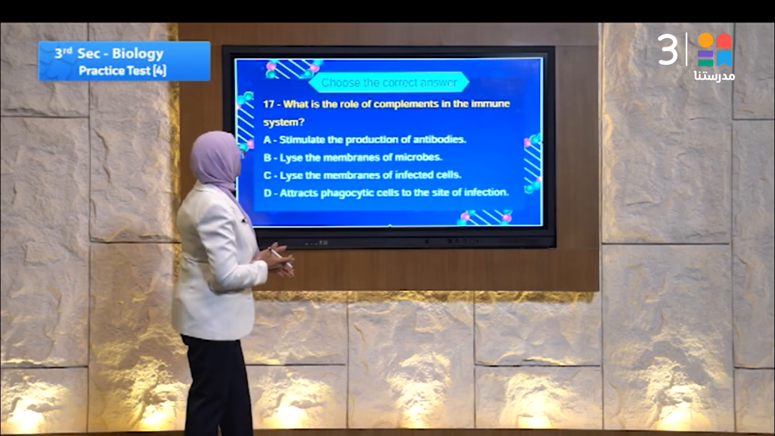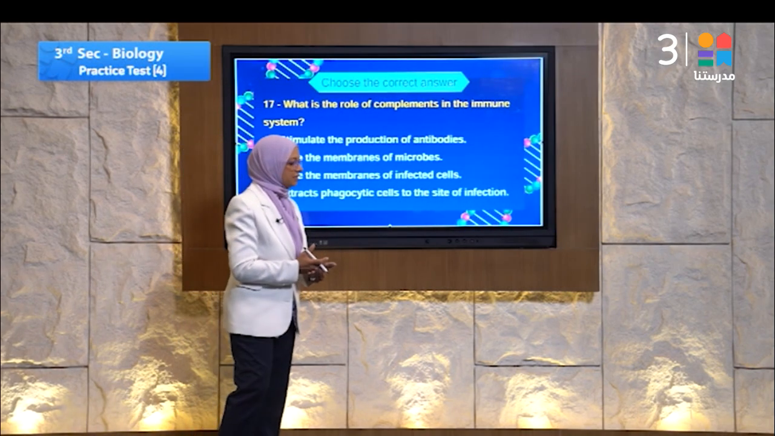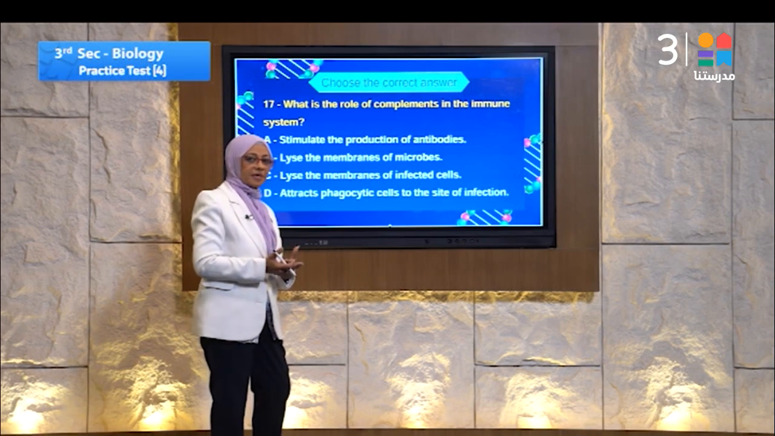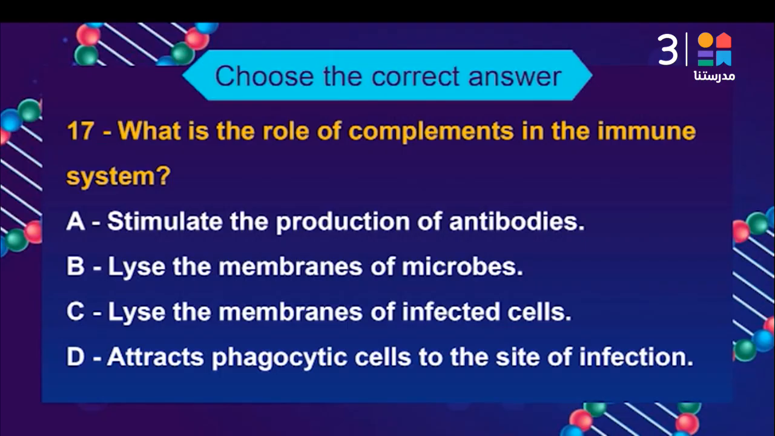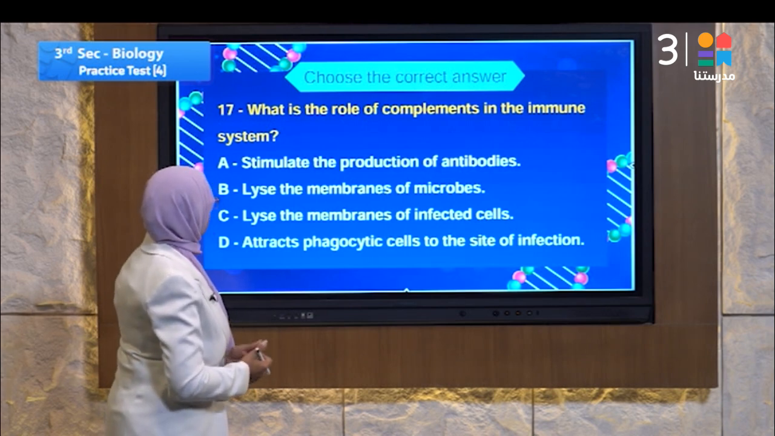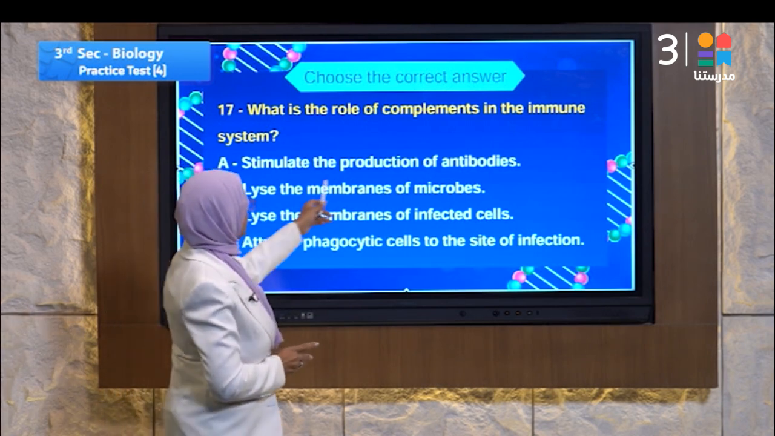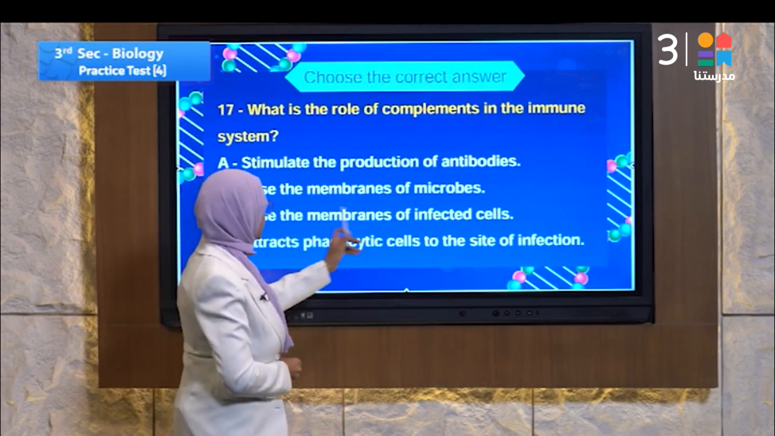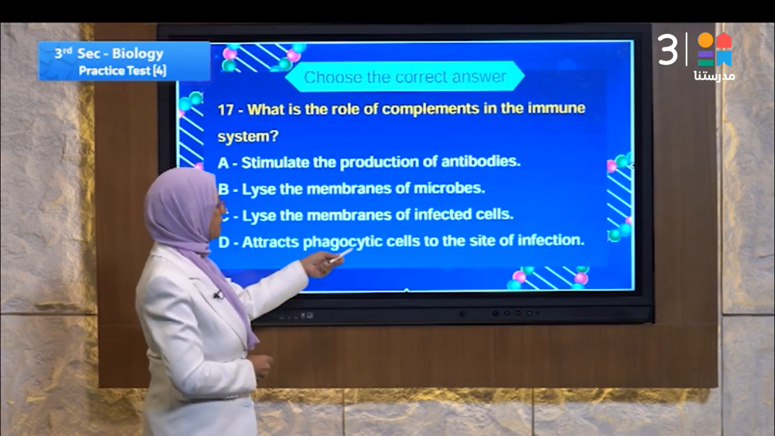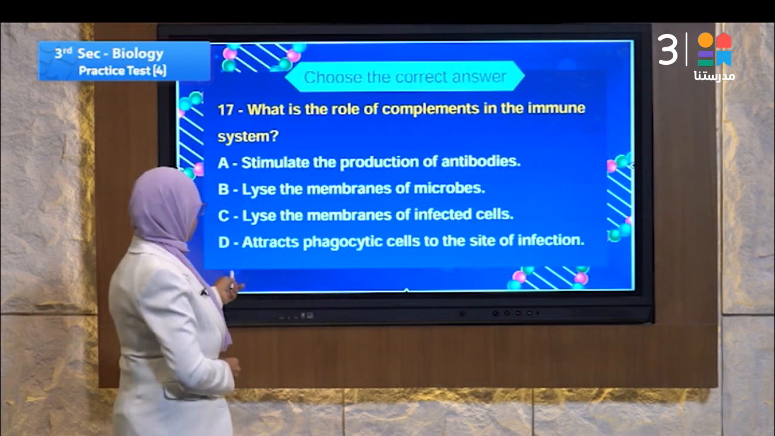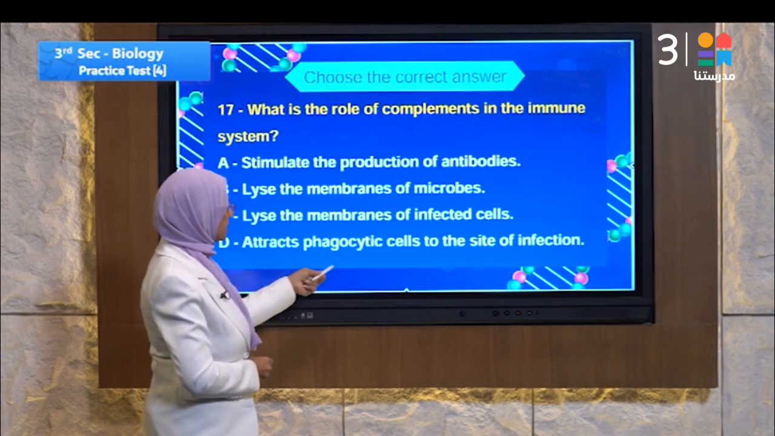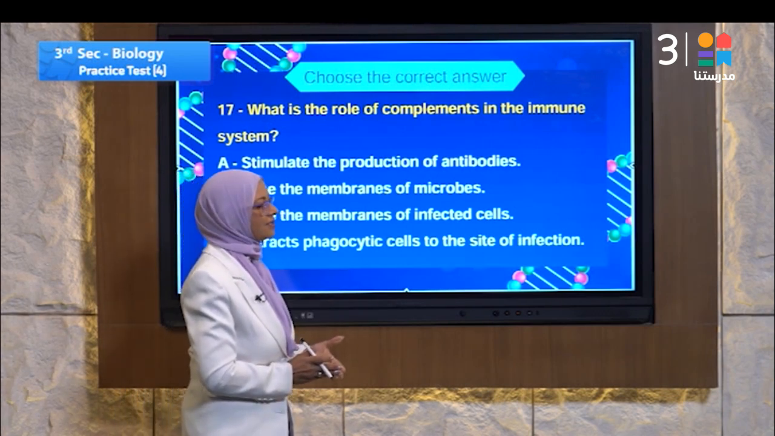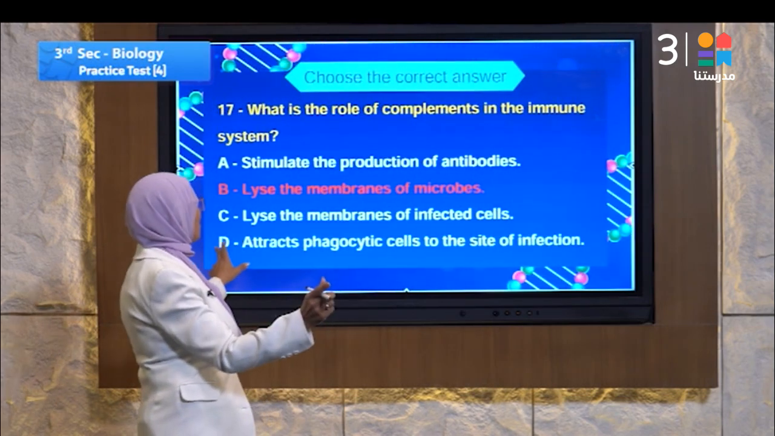Let's go to number 17. Question number 17 speaks about immunity again. What is the role of complement in the immune system? The first choice is stimulate the production of antibody. Number B, lyse the membrane of microbes. C, lyse the membrane of infected cells. Number D, attract phagocyte cells to the site of the infection. The answer must be one of them only.